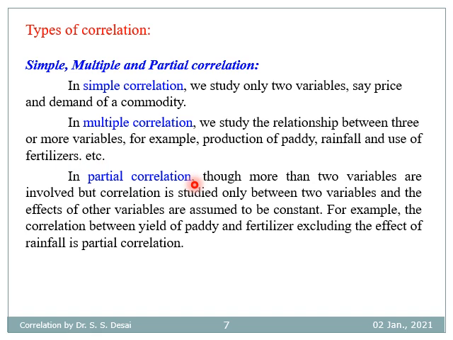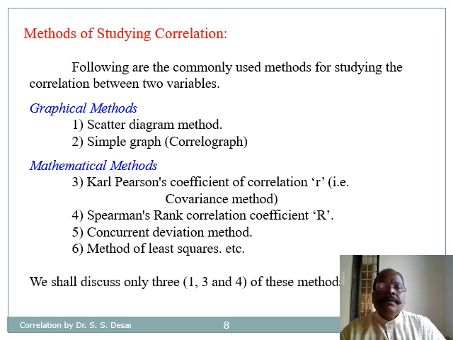In partial correlation, though more than two variables are involved, correlation is studied only between two variables and the effect of other variables is assumed to be constant. For example, the correlation between yield of paddy and fertilizers excluding the effect of rainfall is a partial correlation. Now let us see the methods of studying correlation.